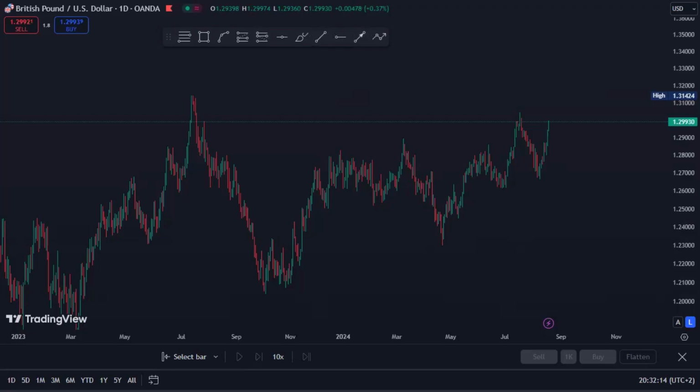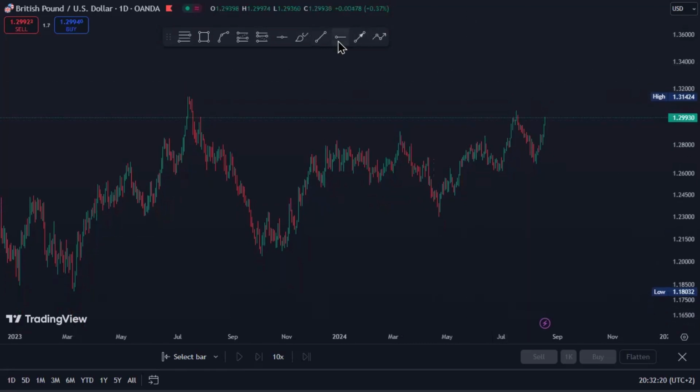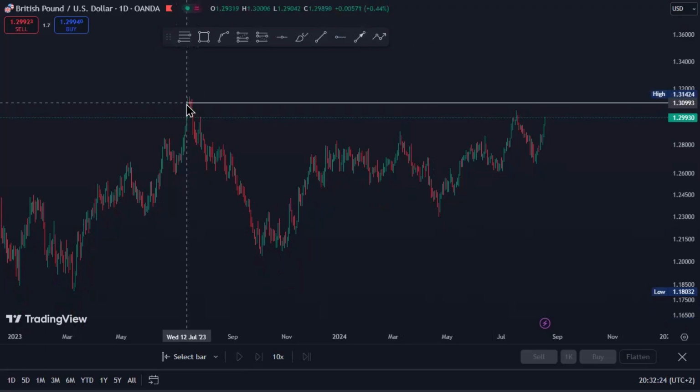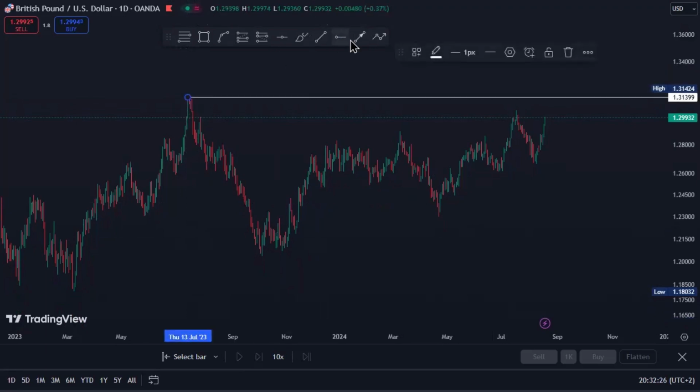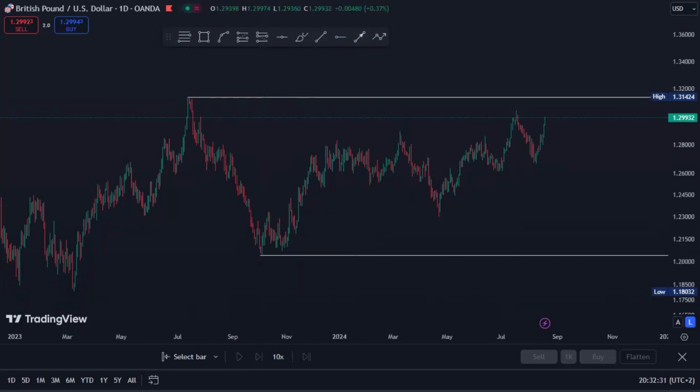So let's just go straight into it. Today we're checking GBPUSD. We're just going to go straight forward. We're going to identify this area here, and then also identify this lower low of hours.